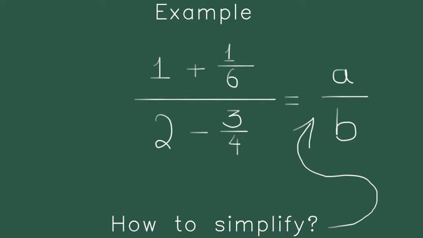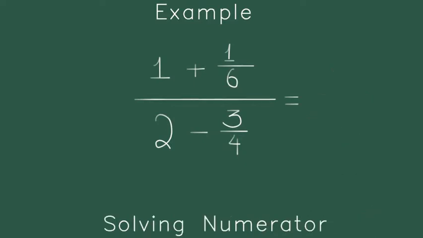And the way you do this is by solving both of them individually. Okay, you have to solve the numerator first, and then you have to solve the denominator. And we are actually going to do this right now. We're going to first of all solve the numerator. Okay, now we have 1 added to 1 by 6. What do you have to do over here? You have to add them both.